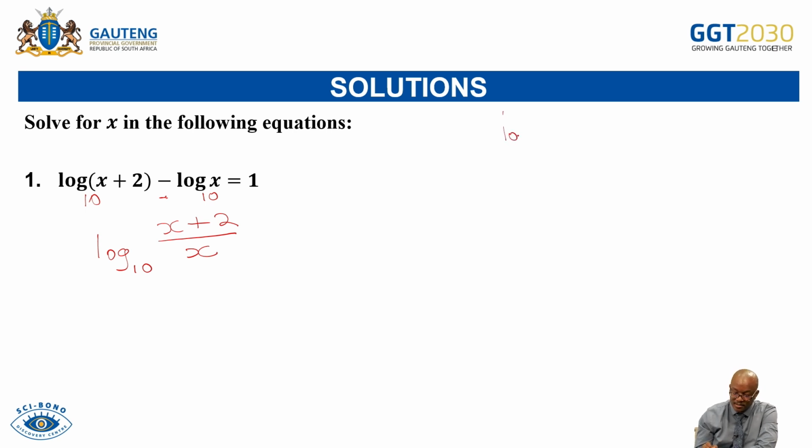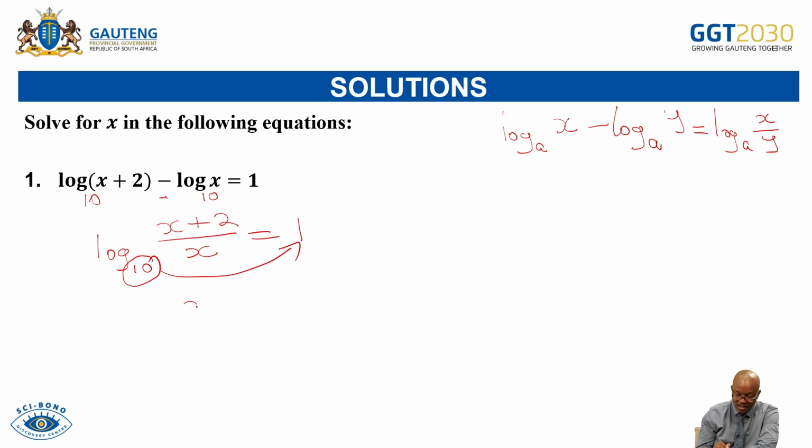Correct? Remember we had log base a of x minus log base a of y. We said we can write it as log base a of x divided by y. So that's what we did there. Then now this is equal to 1. Then what we do, we get rid of the log. We're going to have x plus 2 all over x, which will be 10 to the 1, which is 10.